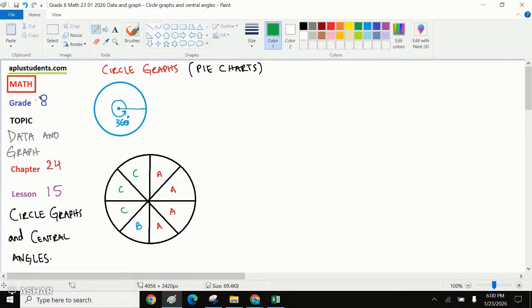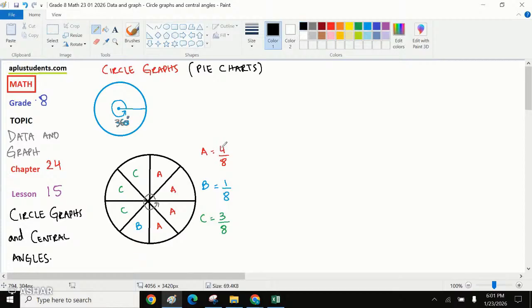We know that if we need to find the value for A, we can say A ate 4 out of 8, right? B ate 1 out of 8, right? And C was 3 out of 8. But we also know that a circle is made up of 360 degrees, right? We agree on that, right? A circle is always completed by a 360.